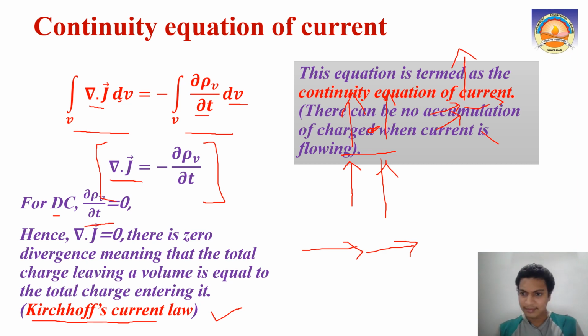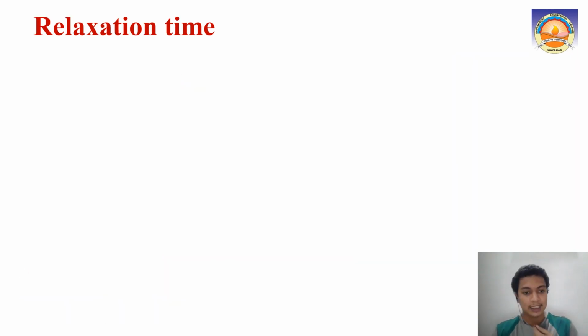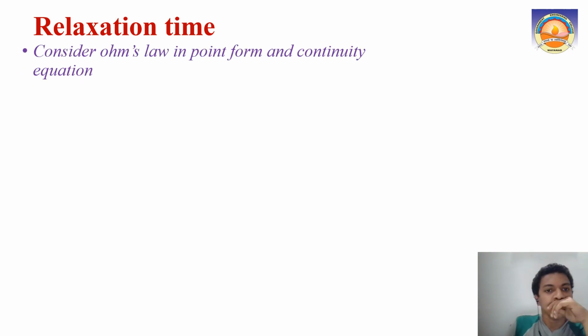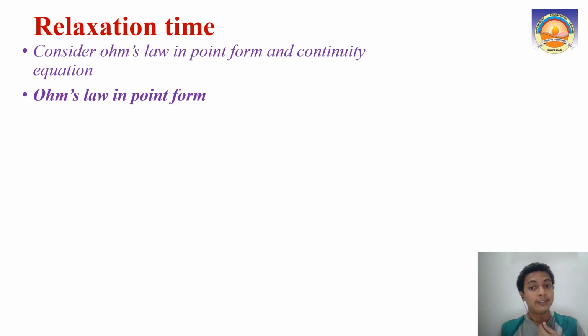Now let us get to relaxation time. What is meant by relaxation time? For that, we have to consider three equations. First, in lecture 2 we derived Ohm's law in point form. I believe you remember Ohm's law in point form means J equal to sigma E, conductivity times the electric field intensity.